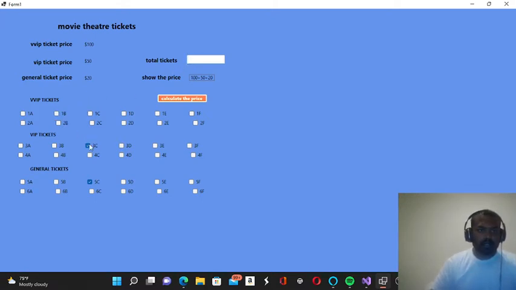So for example, you click any of the tickets. For example, 2D is also VVIP, so you just put 100 plus, 3D, for example, it should be $50 plus, and here is 5E. Also here, the general ticket price is $20. So if you do this, you calculate this.